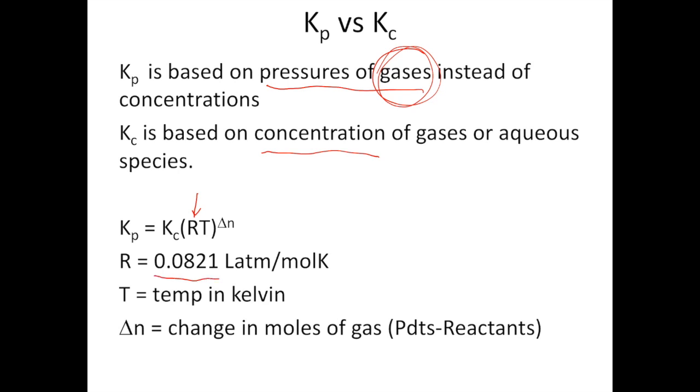And we have to use the gas constant. This time we're using the gas constant in liters atmospheres per mole K. Your temperature has to be in Kelvin. Delta N is a change in moles of your gas. So I find how many moles of gas are in my products, and I subtract the number of moles in my reactants. You can get a negative number for delta N. You can have -2, you can have -1, you can have 1 or 2. You can have 0. If you have 0, then Kp is equal to Kc, because this whole thing would go to 1 if that was a 0.